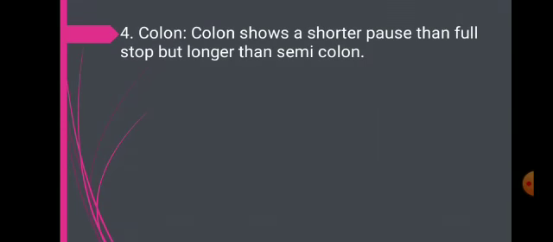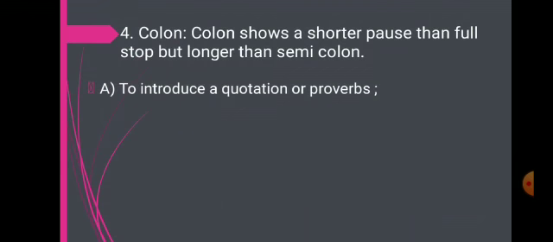Now coming to our next punctuation mark, which is colon. Again, colon shows a shorter pause than full stop but longer than semicolon. So where do we use colon is to introduce a quotation or proverbs. When we want to introduce any proverb in our writing, or when we want to introduce any quotation in our writing, then we use colon.